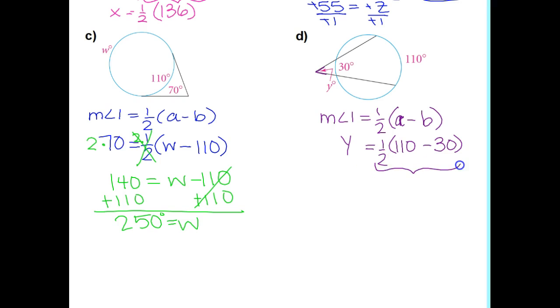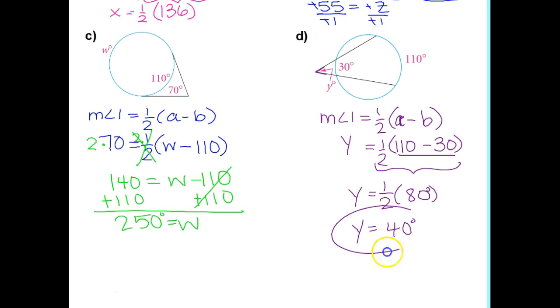Since all of the numbers are over here, all we have to do is think about our order of operations. So we're going to do what's inside the parentheses first. And then we're going to find what 1/2 of 80 is, which is 40 degrees. So we know that Y is equal to 40 degrees.